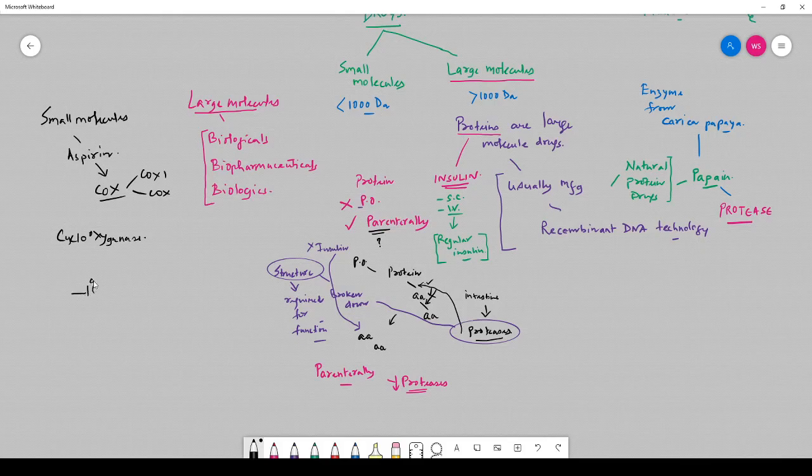So cell membranes. If this is the depiction of a cell membrane, there is an integral protein and a peripheral protein. What is an integral protein? One which crosses both the layers of lipids. That is an integral protein, and this is the peripheral protein. So the cell membranes contain phospholipids.